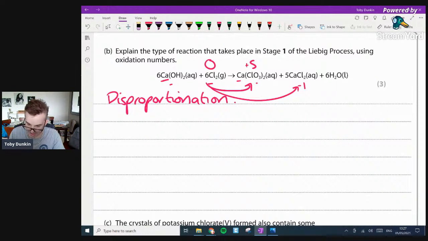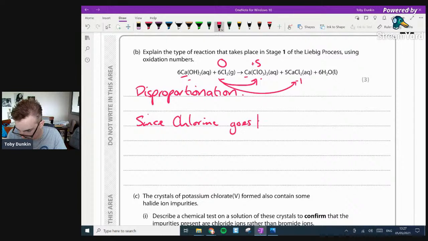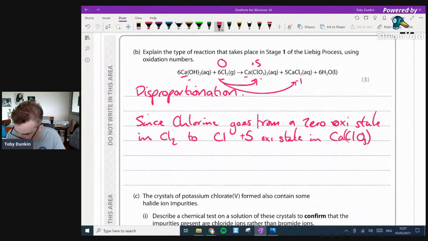So disproportionation, since chlorine goes from a 0 oxidation state in Cl2 to Cl plus 5, I'll make this really clear, plus 5 oxidation state in Ca(ClO3)2 and to Cl 1 minus in CaCl2. We're done.